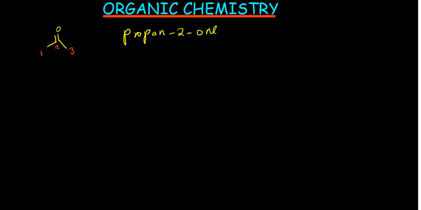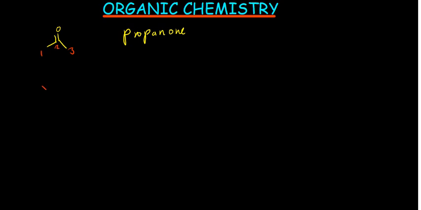But for this one, there's no need of putting the position. The reason is very simple. If we change the position of the double bond, and put it here, it is no longer a ketone but an aldehyde. Or if we take the position of this one and put it here, it's still no longer a ketone but an aldehyde. That is why for this one, we'll not put even the position. We'll just say propanone. So that is going to be the name of this ketone.